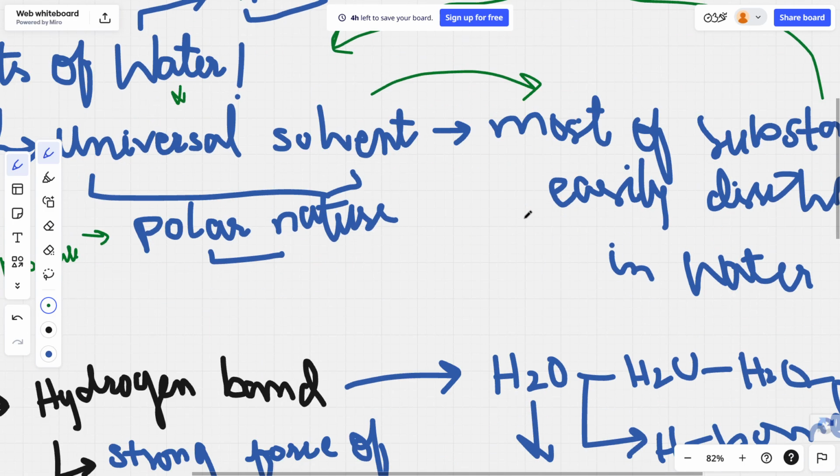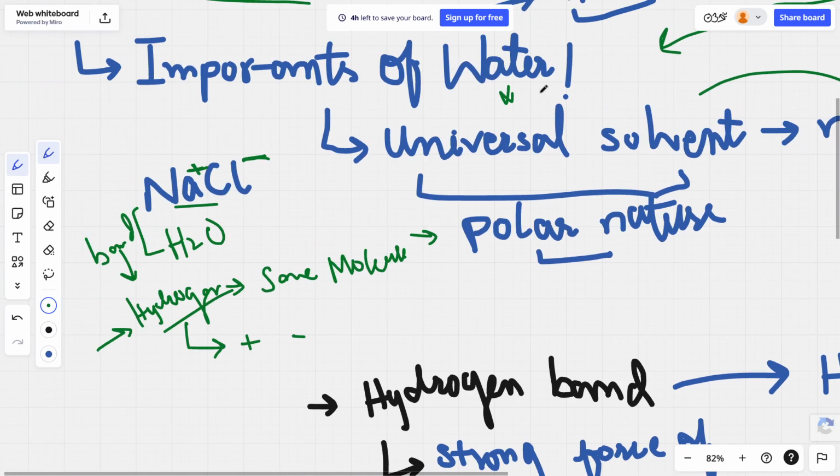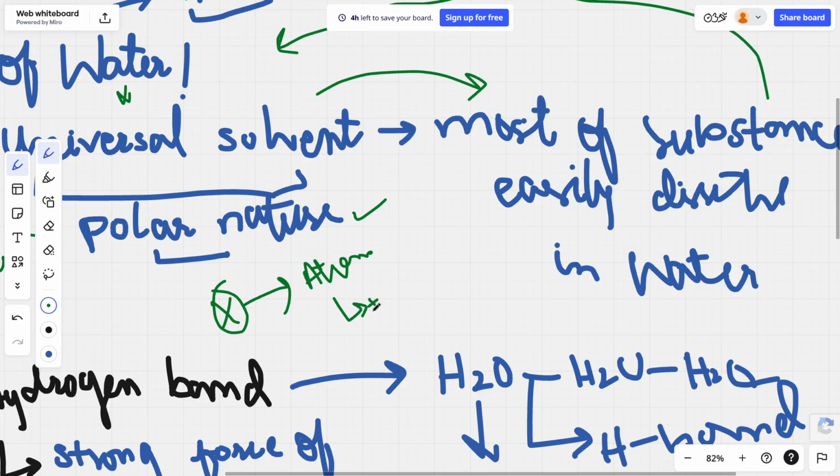And if we talk about more properties of water, water also has a polar nature. Now the question is, what is the polar nature? Polar nature is something when we break down a molecule, we have its atoms, and those atoms are partially positive and partially negative. So this is called a polar nature.